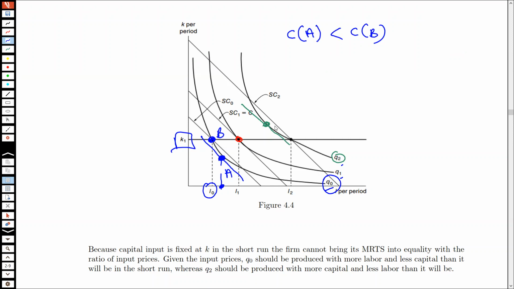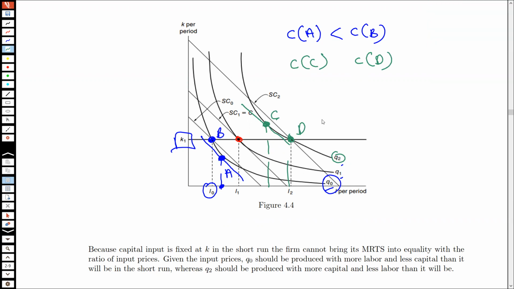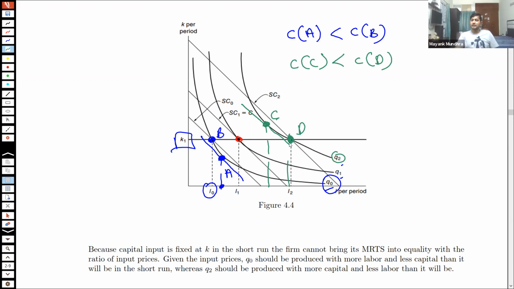Now consider Q2. I want to produce this much, hiring this much labor. But because I have a fixed amount of capital, the amount of labor that I have to engage is going to be L2, right? So I'm going to hire more labor than I would have wanted. Suppose this point is C and this point is D. Which do you think is higher now, C or D? D. Very good.